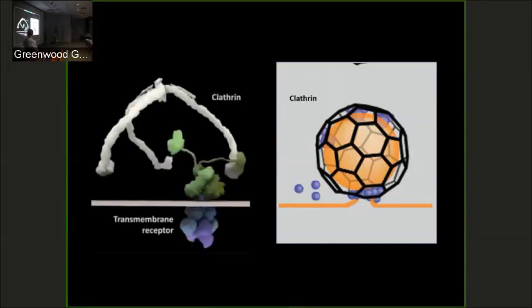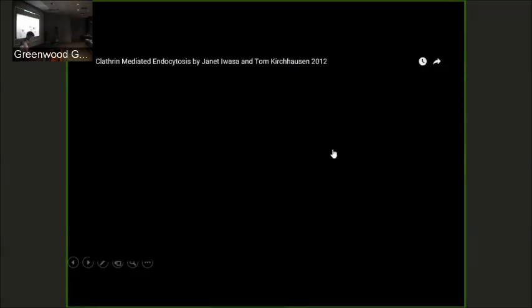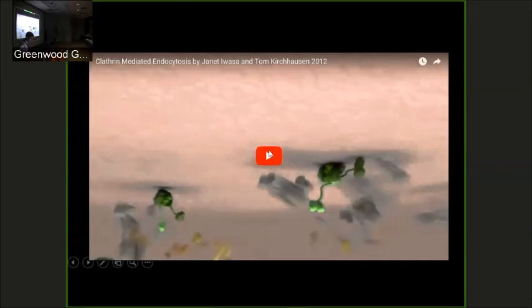And so clathrin looks like this, called a triskelion, that has 3 legs. And this is based on structural information. And it interacts with a protein called AP2, or the AP2 adaptor protein complex. And that interacts with the transmembrane receptor. And so with that, I'll play this video. I'll turn on the sound.